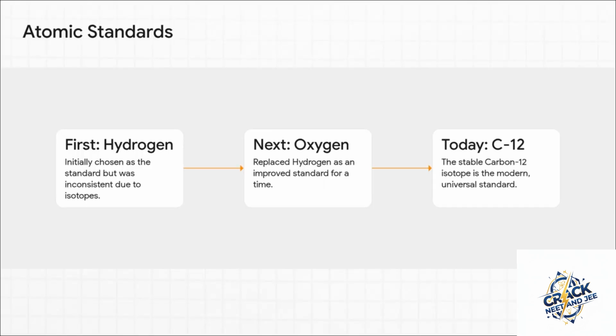At first, they tried using hydrogen because it's the lightest, but that turned out to be a bit inconsistent. Then they switched over to oxygen for a while. But finally, everyone agreed on the perfect candidate, a super stable and common version of carbon called carbon-12. That became our universal gold standard for atomic weight.